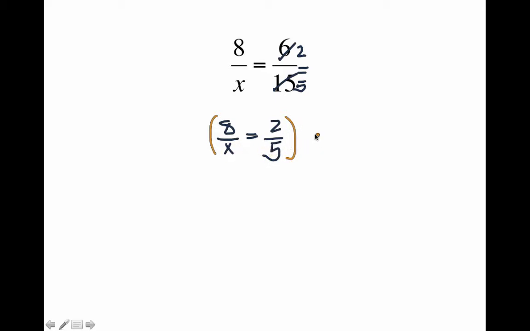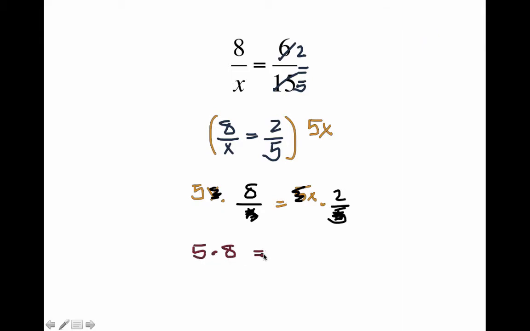But cross multiplying is a shortcut. What you're really multiplying by is the lowest common denominator, which in this case is 5 times x. So we would have 5x times the left-hand side equals 5x times the right-hand side. So when we simplify that, the x's over here cancel, and over here the 5's cancel, and I'm left with 5 times 8 equals x times 2.